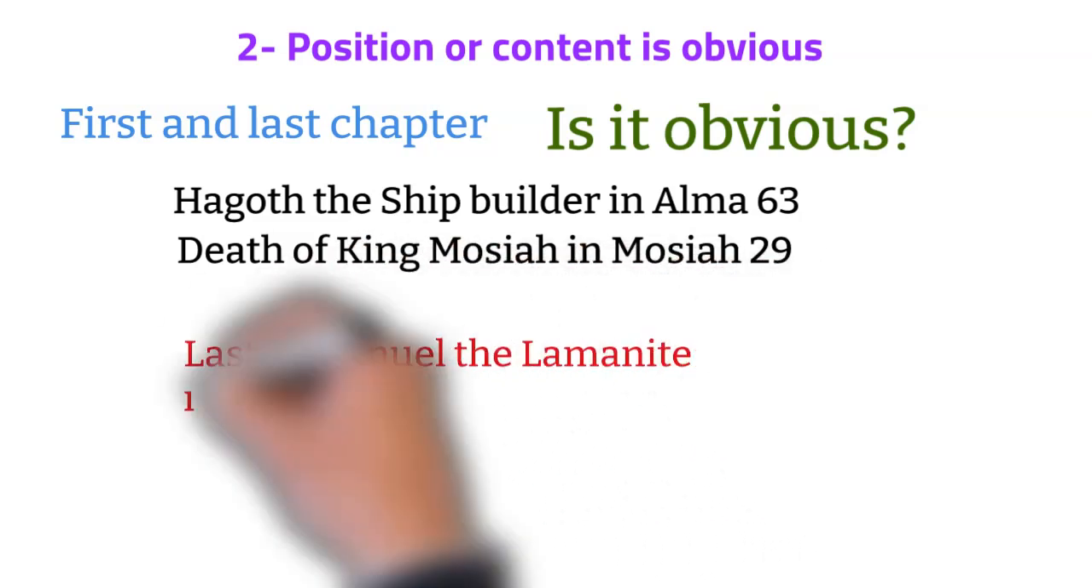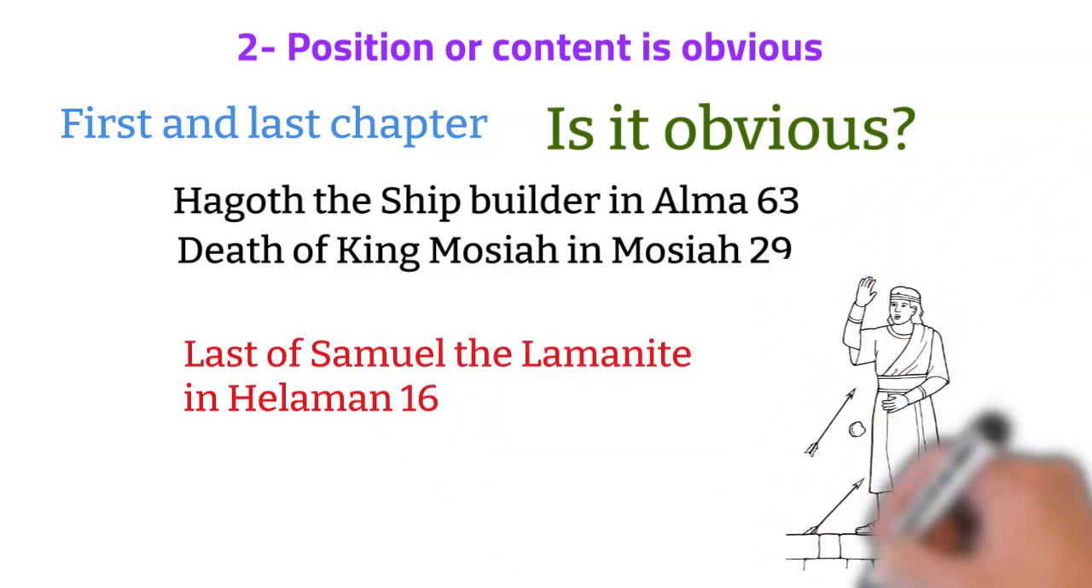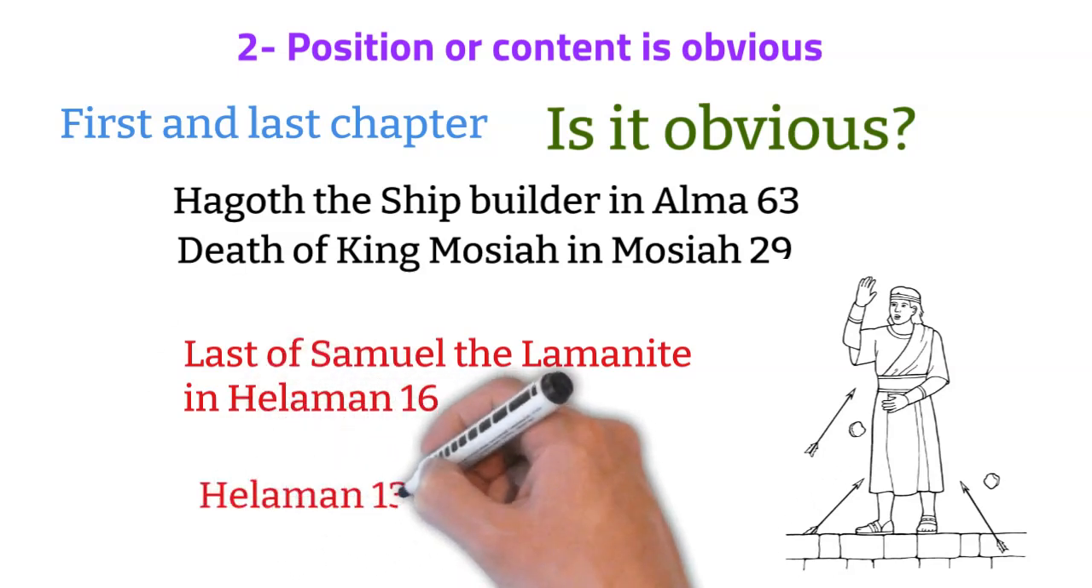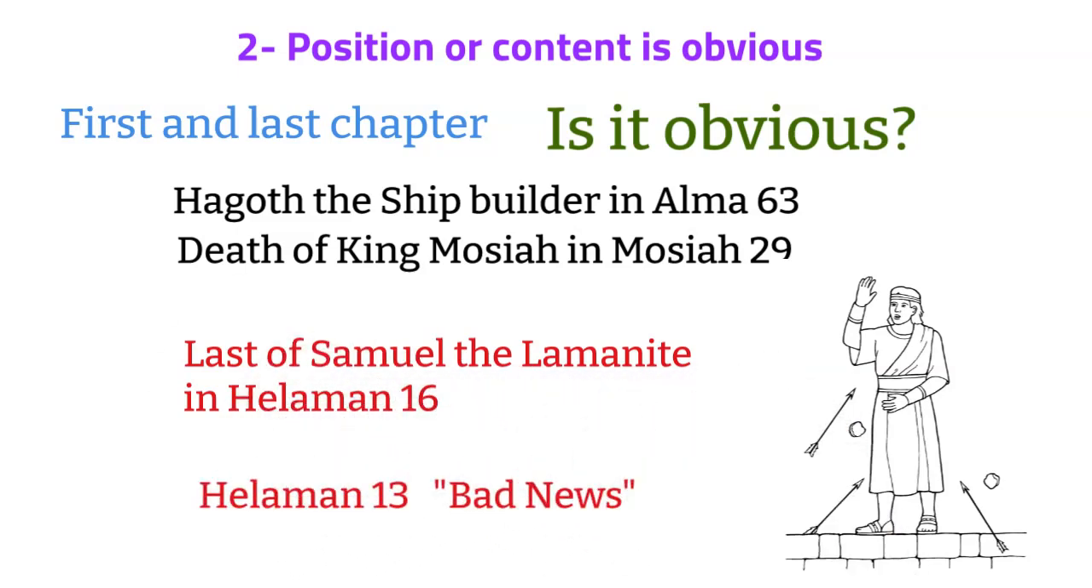The last we hear about Samuel the Lamanite is in the last chapter of Helaman, 16. Remember that his address from the wall of the city began in Helaman 13, the bad news for the unrepentant people of Zarahemla.